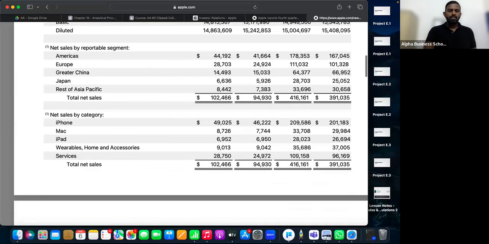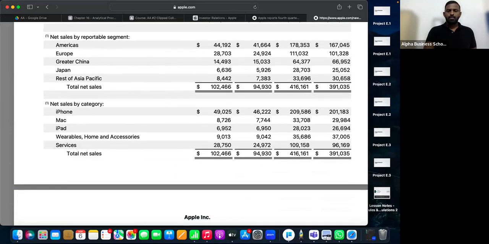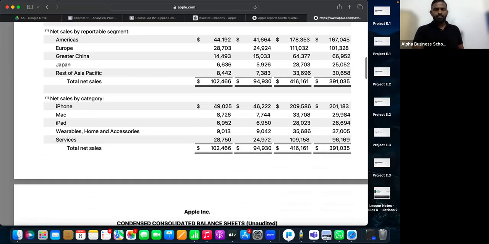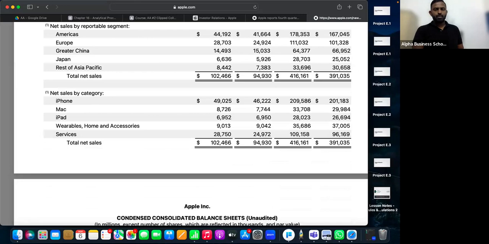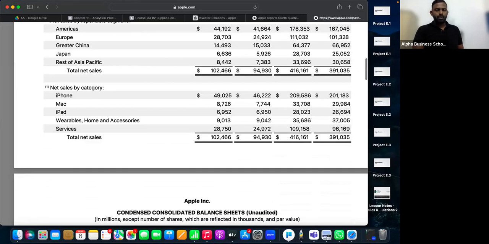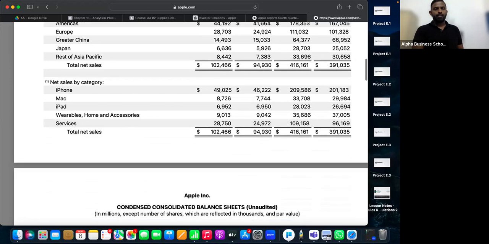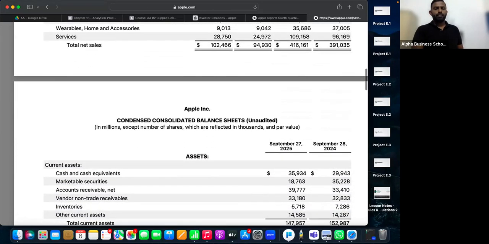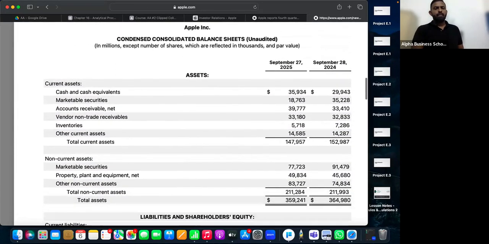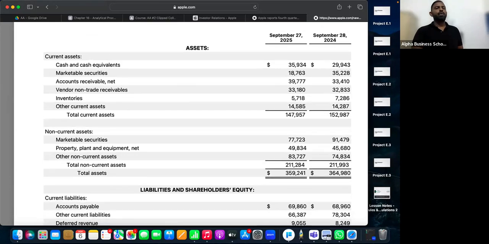So we have net sales categories. Of course, iPhone is giving them a lot of money, followed by Mac, iPad, still in the market, right? Wearables, home accessories are now giving more money for them. Their services are giving huge amount of money. So good. Everything looks fine. Then I can do the same analytical review on the balance sheet as well.